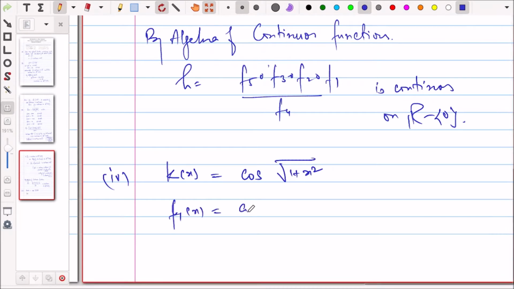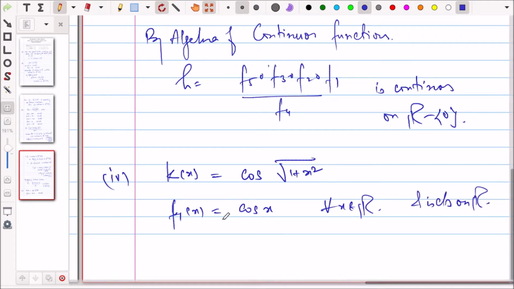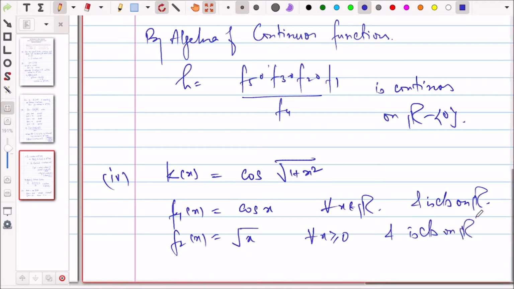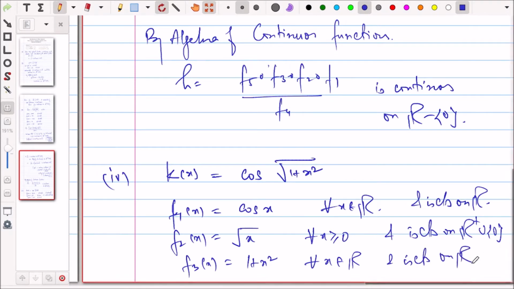So define f1(x) equal to cos x. This is defined for every x in R and is continuous on R, right? And f2(x) equal to root x. This is defined for all x greater than 0 and is continuous on R positive union 0. And then f3(x) equal to 1 plus x square. This is defined for all x in R and is continuous, being a polynomial. Now k(x) is cos of this.